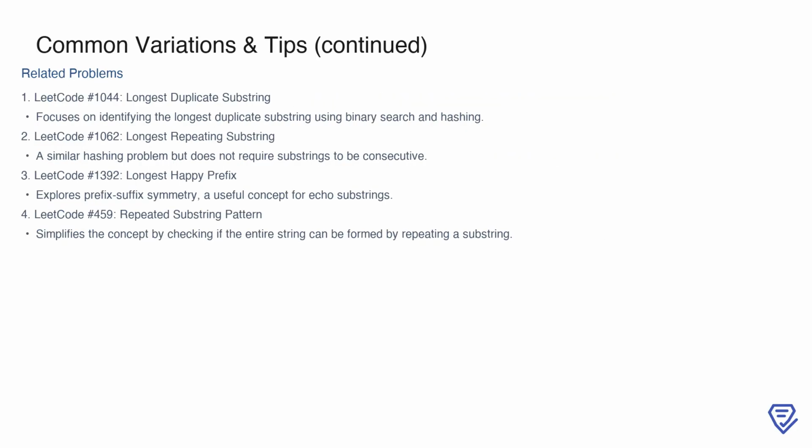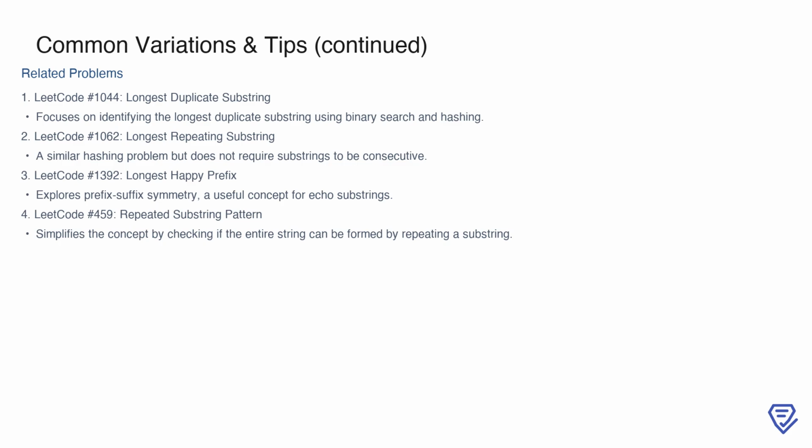This problem shares similarities with others that you might encounter, and understanding those connections can deepen your understanding. For example, LeetCode number 1044, longest duplicate substring, focuses on finding the longest duplicate substring using binary search and hashing. LeetCode number 1062, longest repeating substring, also deals with substring repetition, though it doesn't require the substrings to be consecutive. In LeetCode number 1392, longest happy prefix, the emphasis is on prefix-suffix symmetry, a concept closely related to echo substrings.